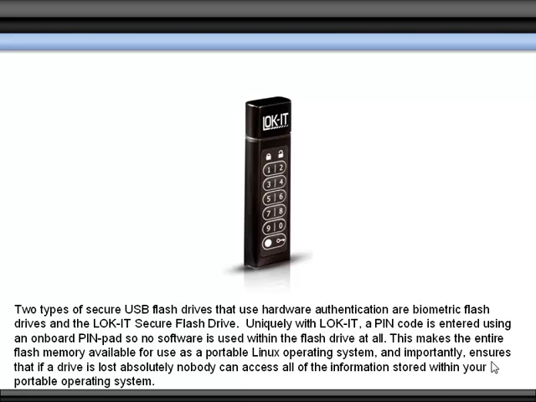Two types of secure USB flash drives that use hardware authentication are biometric flash drives and the Locket Secure flash drive. Uniquely with Locket, a PIN code is entered using an onboard PIN pad, so no software is used within the flash drive at all. This makes the entire flash memory available for use as a portable Linux operating system, and importantly, ensures that if a drive is lost, absolutely nobody can access all of the information stored within your portable operating system.